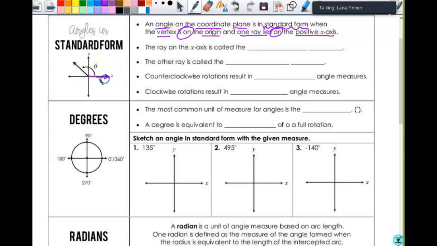Here's your ray that lies on the x-axis. The ray that's on the x-axis is called the initial side, because it's where we start. Then if you think about them starting on top of each other, the other ray is going to rotate around, and they're attached right here at the origin. The other ray, the one that actually gets to move, is called the terminal side, because that's where it terminates. This terminal side can rotate counterclockwise or clockwise. A counterclockwise rotation results in a positive angle measure, and clockwise rotations result in negative angle measures.